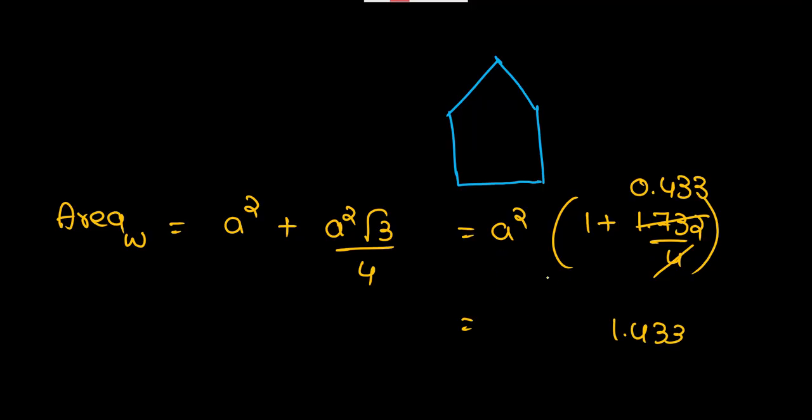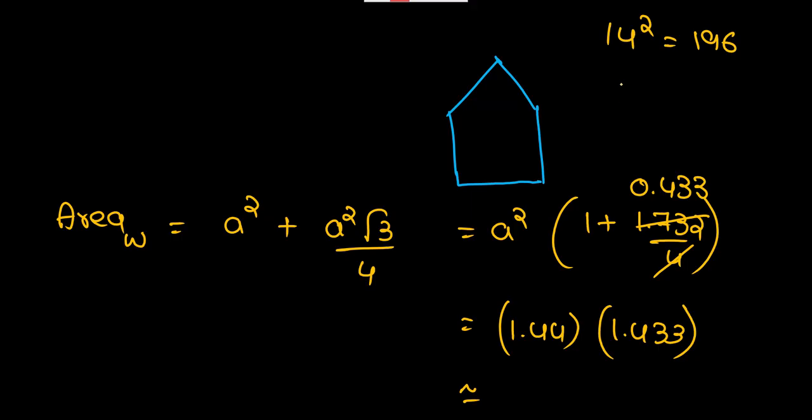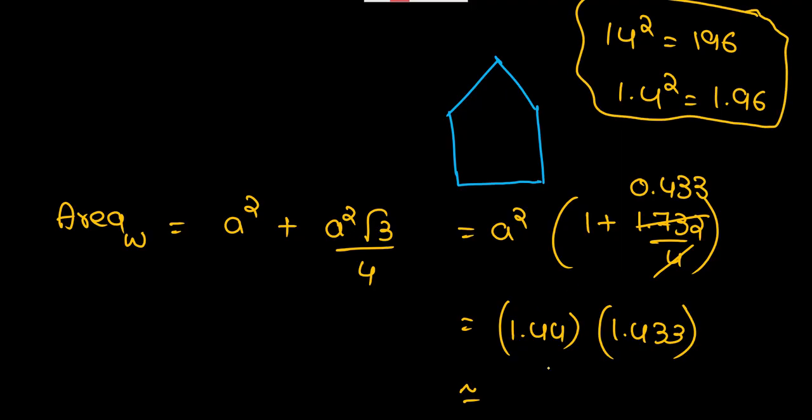A value is 1.2. 1.2 square is 1.44. So it's almost 1.44 times a square. As one of your friends mentioned, approximately 2. What is 1.4 square? 1.4 square is 1.96. But here it is 1.44, so it should be close to 2. That's what we are observing. Close to 2 we require.